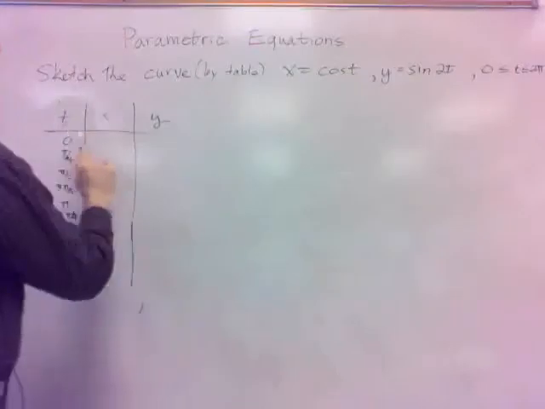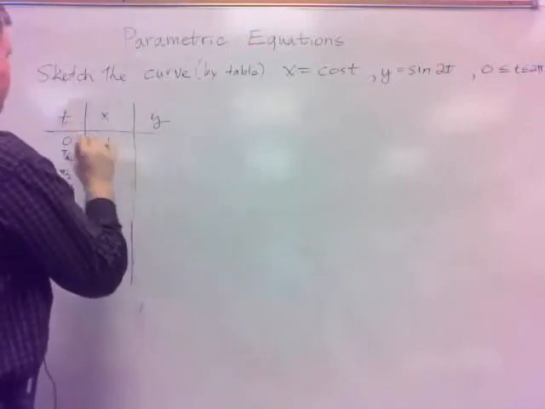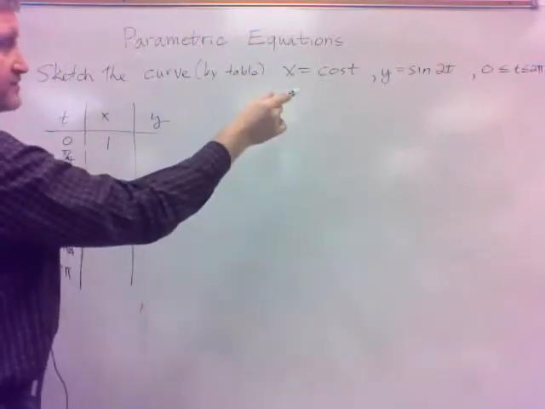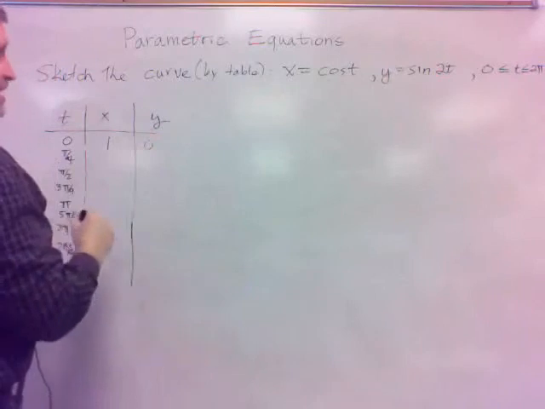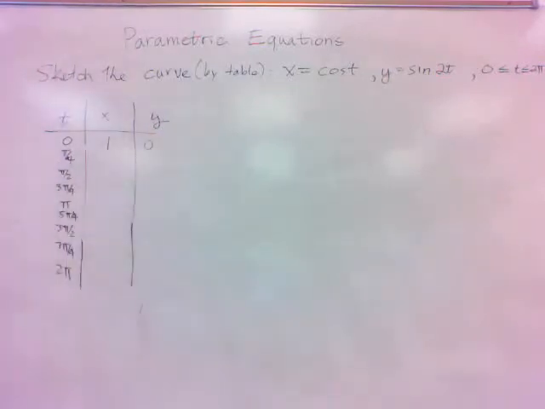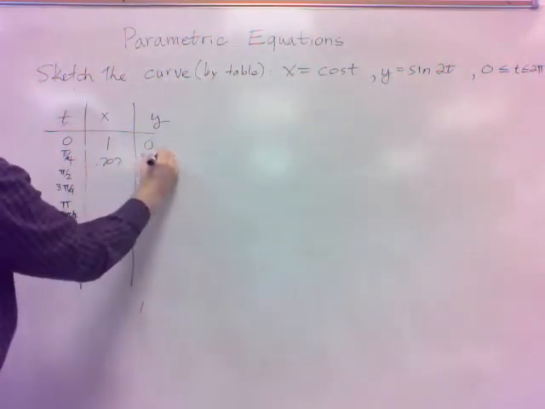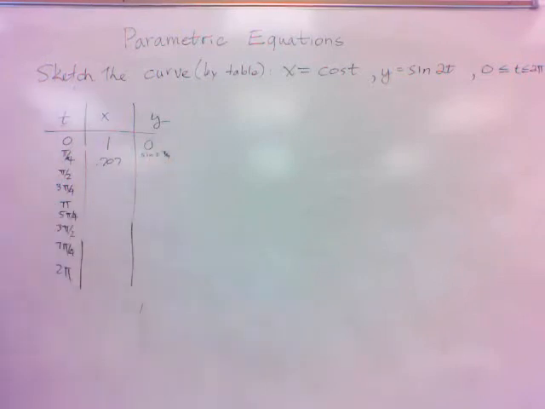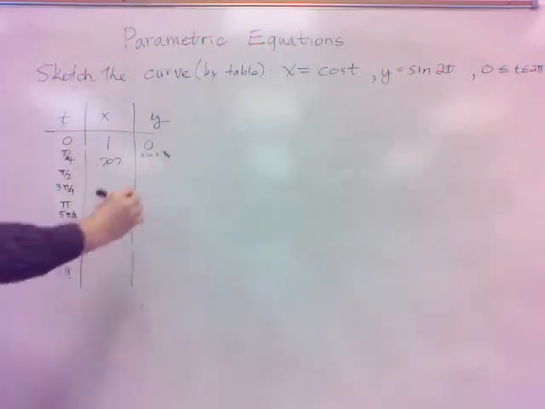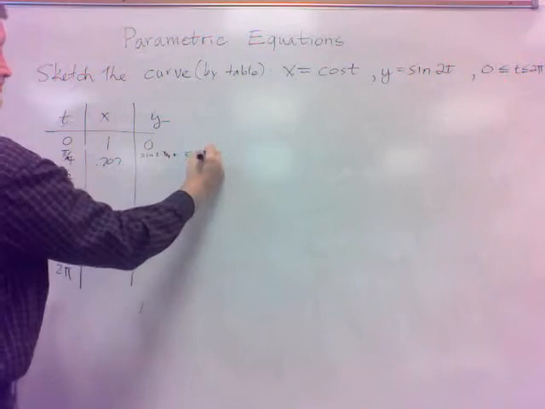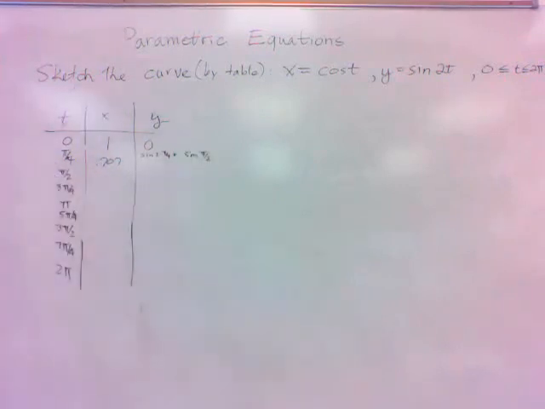All right, so if t is 0, we've got cosine of 0, that's 1. If t is 0, we've got sine, for y, sine of 0, which is 0. Pi over 4, cosine of pi over 4 is square root of 2 over 2, but we'll just say that's 0.707. Map it on the graph that way. And then we have sine of 2t, so that'd be sine of 2 times pi over 4. That'd be sine of pi over 2, wouldn't it? Which is 1.